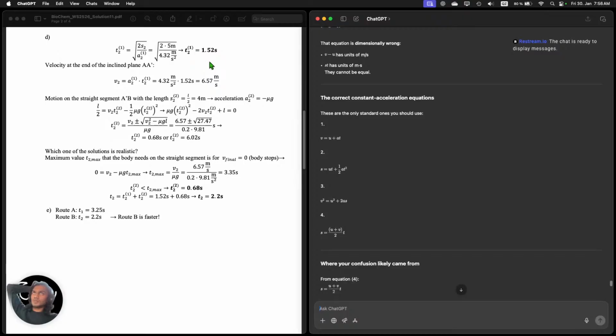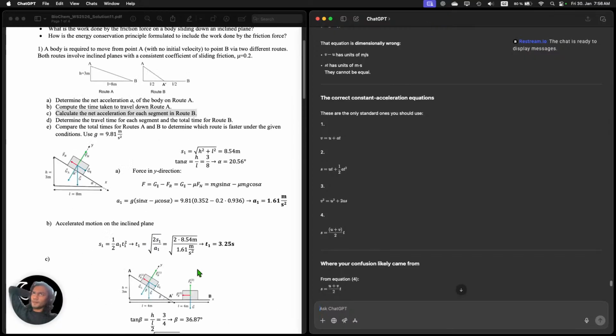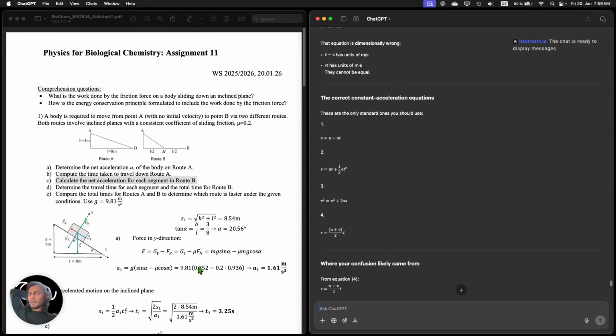T 1.52 plus okay. Route B is faster. Okay. Even if there was more friction, then maybe route A would have been faster. So that's the only question on this page. Let me try doing this.